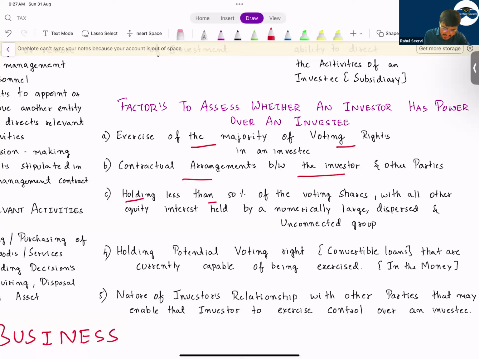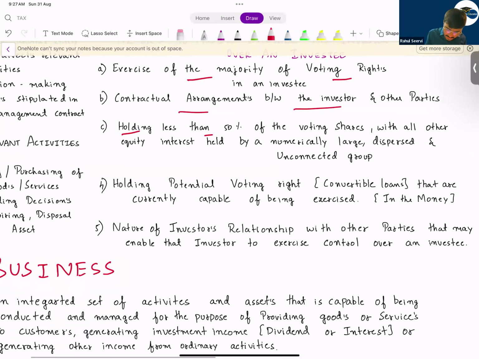The next one is holding less than 50 percent, but the other shareholding is with shareholders who are all over the world and not able to connect, and each of them has less than 2 percent, 3 percent, etc. Then holding potential voting rights, such as convertible loans. That means today the company has issued convertible loan notes and you have the option to purchase the shares at the end of the third year or fourth year, and these options are in the money.